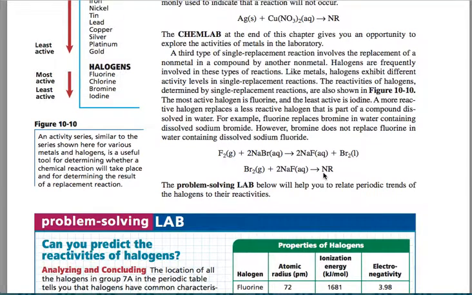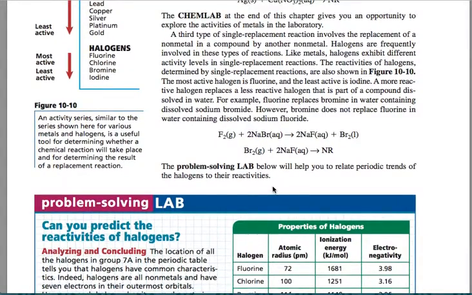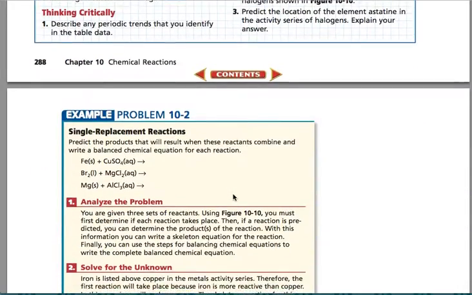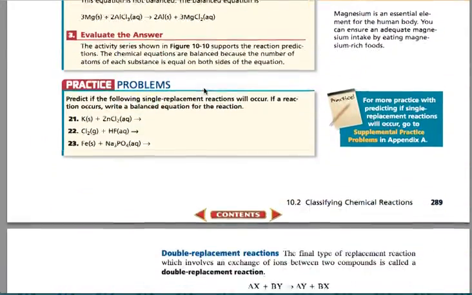And here is the chemical equation to show it. The problem-solving lab below will help you to relate periodic trends of the halogens with their reactivities. And here is the problem-solving lab that you can look at on your own. And here are some example problems for you to look at on your own.